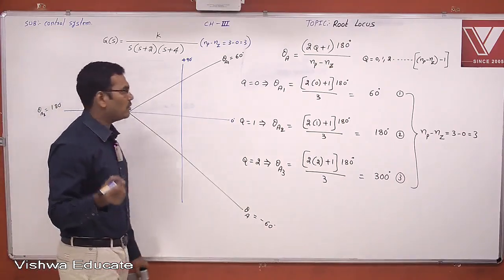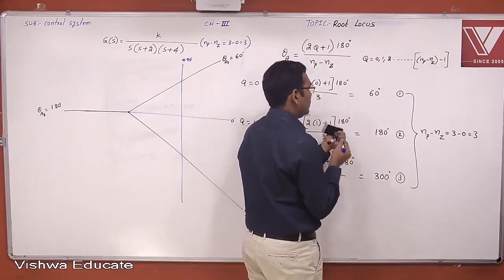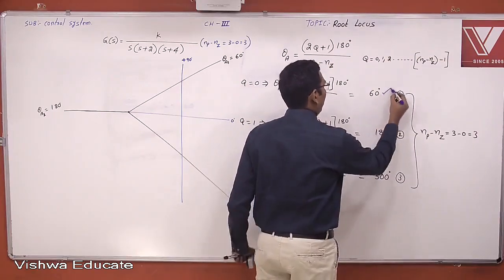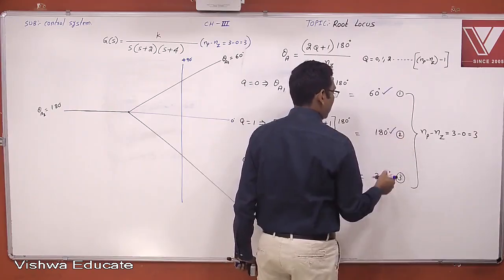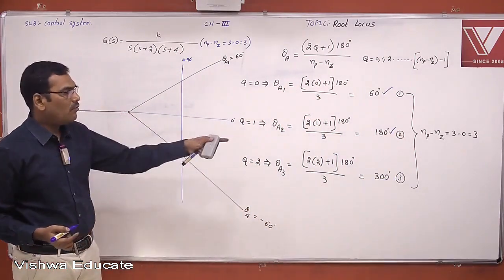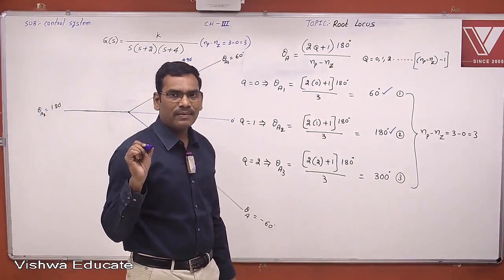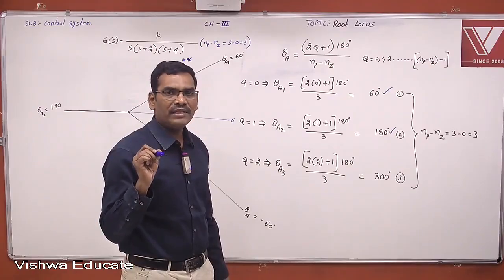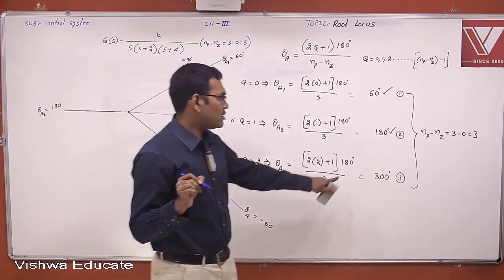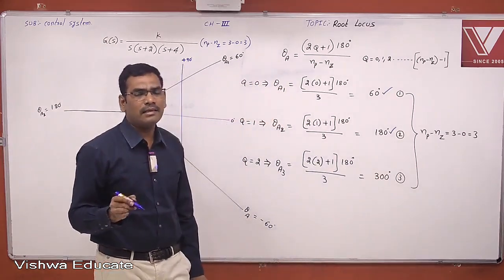And you may have a doubt, sir, 60 is existing, 180 is also existing, but where is minus 60? Minus 60 is not existing, only 300 is existing. So you just subtract that angle from 360 degrees, then you can get the angle.